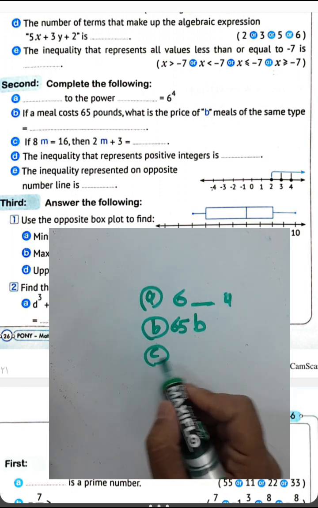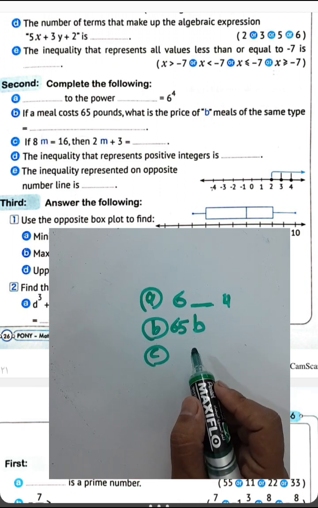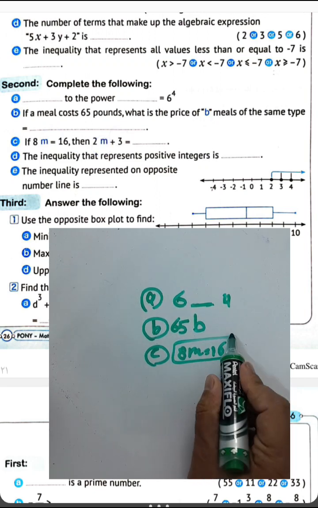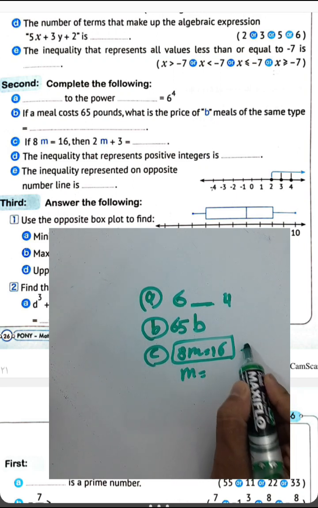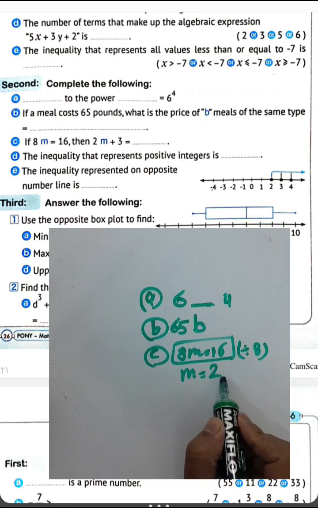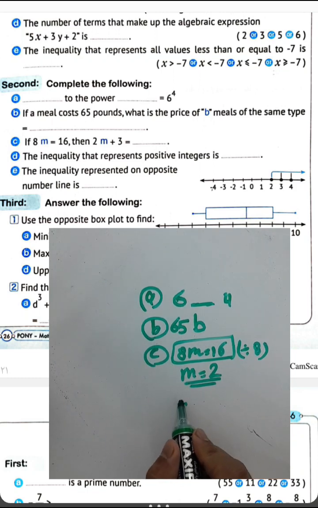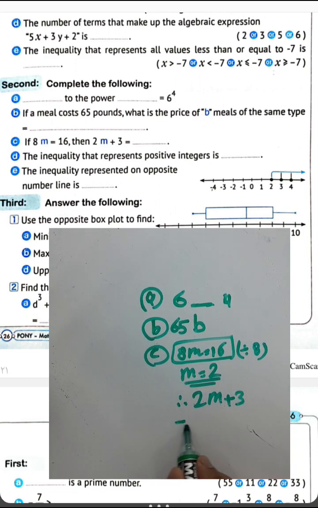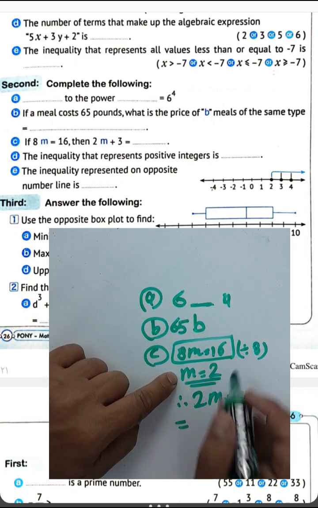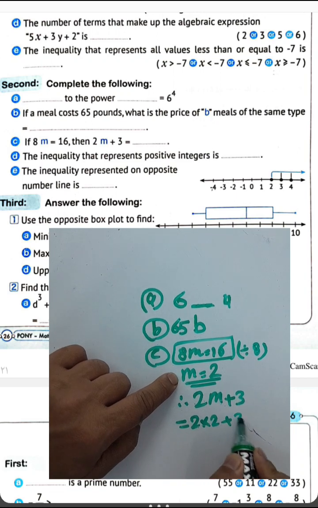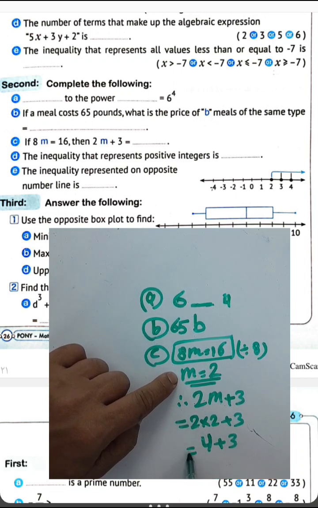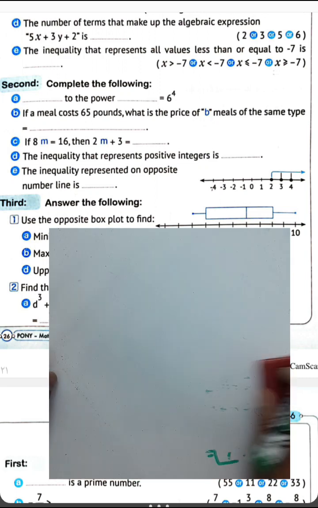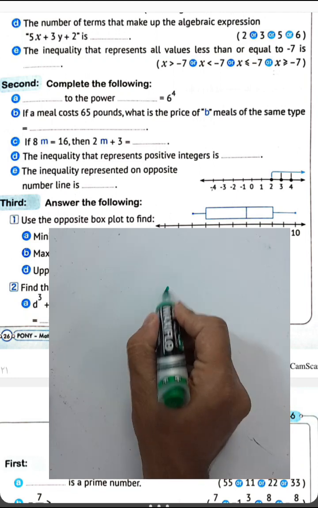Question letter C. If 8m equals 16, then twice m plus 3 equals what? We know 8m equals 16, then we can find the value of m. 16 divided by 8 equals 2, then m equals 2. Then we find the result of twice m plus 3. Twice m, 2 times the value of m, 2 times 2 plus 3. 2 times 2 equals 4. 4 plus 3 equals 7. The result will be 7.